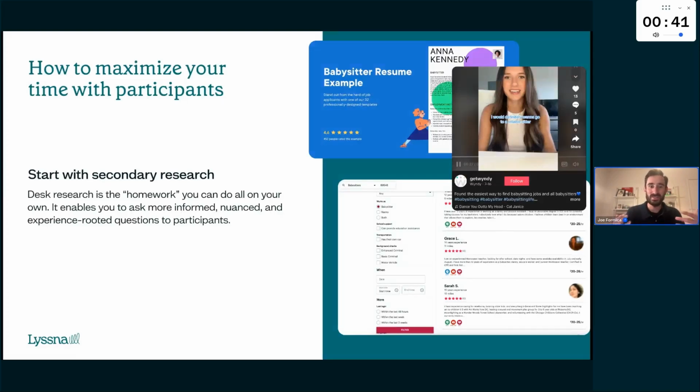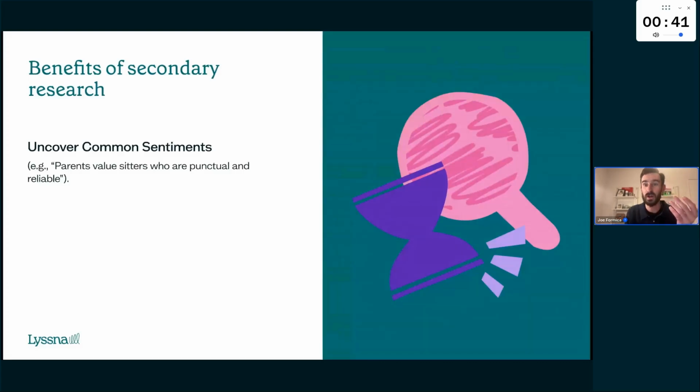Depending on what your topic is, there is a lot that you can do without needing to schedule or source or find participants. That is going to help you improve your understanding of the topic, the landscape, and thereby help you write better questions and maximize your time with participants. So doing secondary research is going to help you do a couple things. First, it's going to help you uncover maybe some common sentiments or topics, areas that you can dive into that you might not have thought of had you not done that prior research.